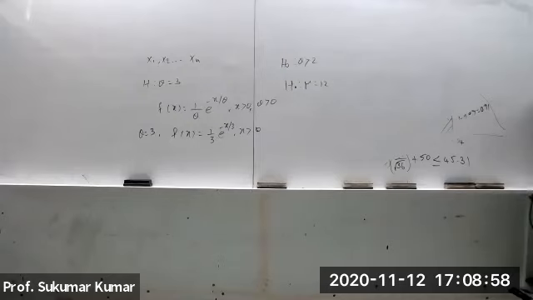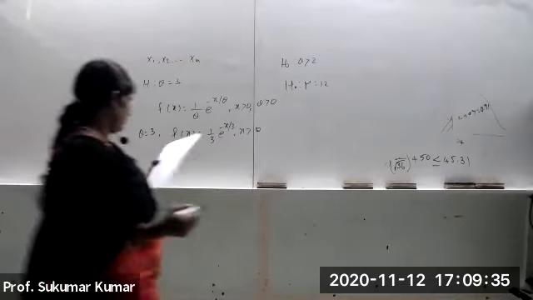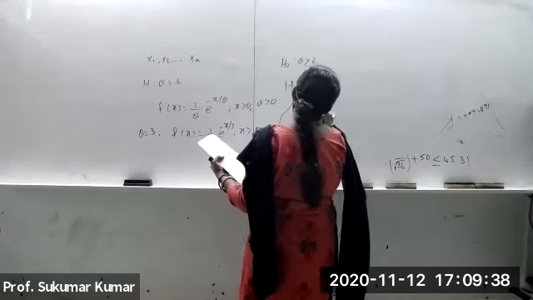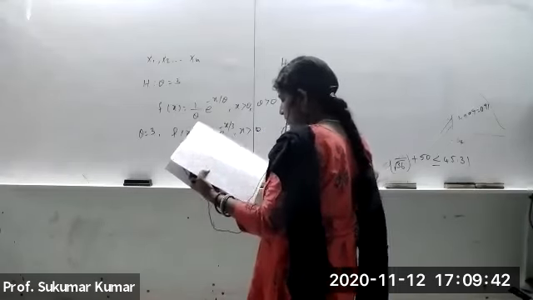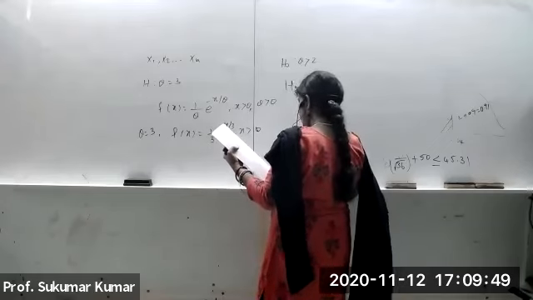Next, best critical region. Definition. Consider the test of the simple null hypothesis H naught: theta equal to theta naught, against the simple alternative hypothesis theta equal to theta A.